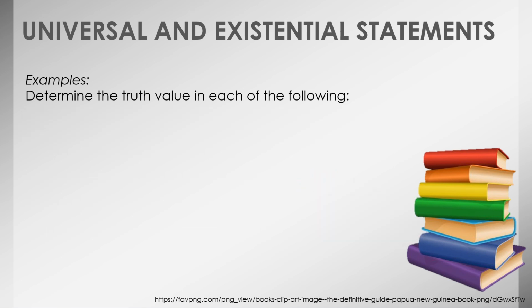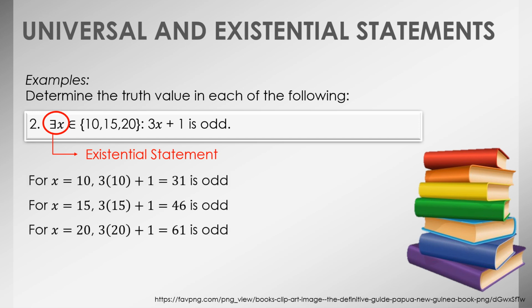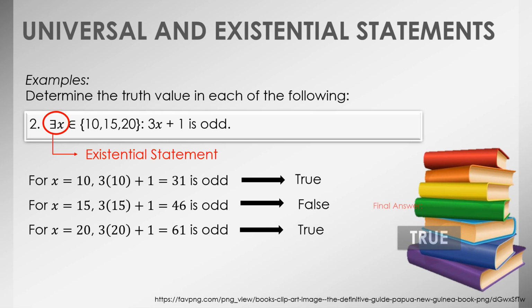Next example is this. As seen in the statement, it uses this notation denoting existential quantifier, which implies that the given statement is an existential statement. Now, for this statement to be true, we must show that the property is true only for some values of x. So, similarly to what we did in the first example, we will do substitution of the values of x to the given statement. By doing so, we have this. Observe that the statement is true only for values 10 and 20. In other words, the statement applies or is true only for some values of x. Hence, the given statement is true.